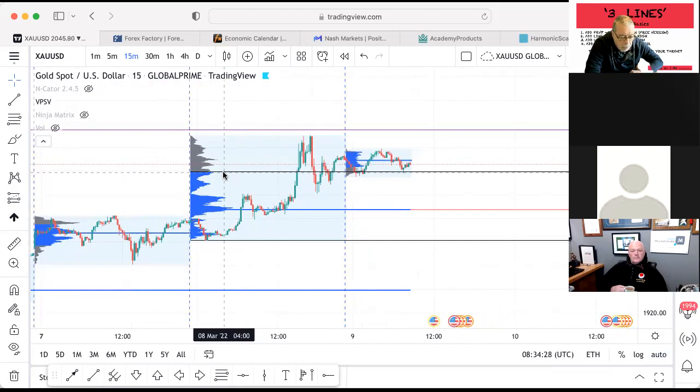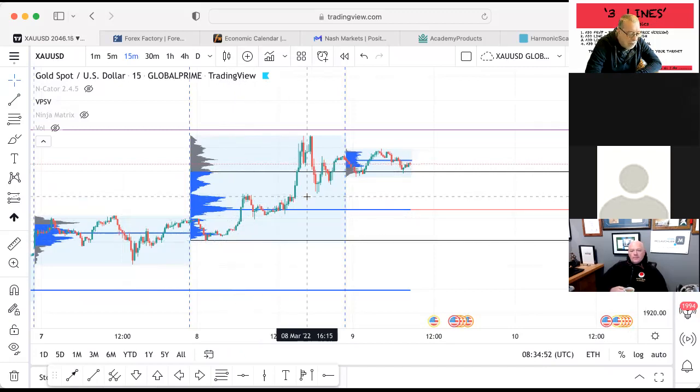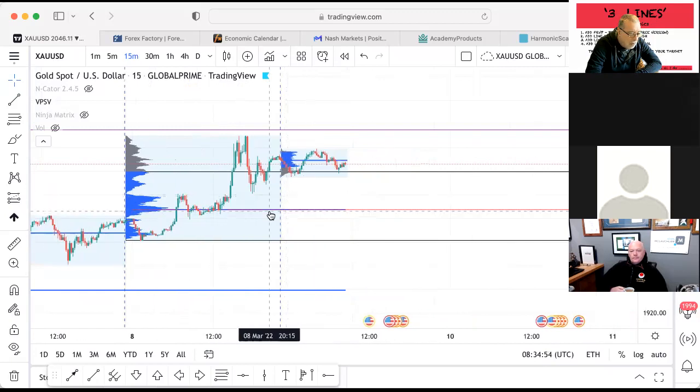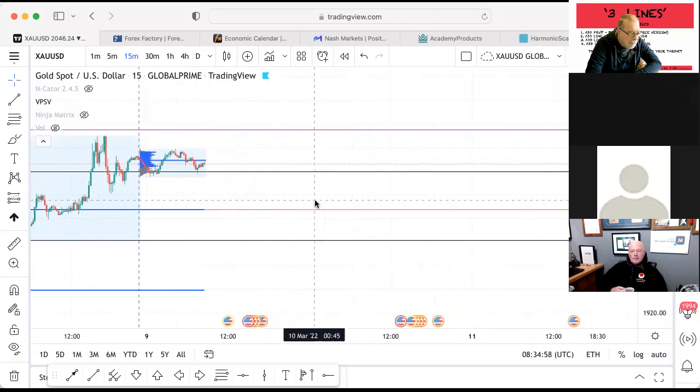I think everybody who's on has done this before, so I don't need to go in great detail unless anybody has got any questions. So we put the first line at the top of the blue, yesterday's value area, which is the extreme of the 70%, and the second line goes at the bottom of that extreme, and the third red line goes on yesterday's point of control. So we've got the 3 lines there.